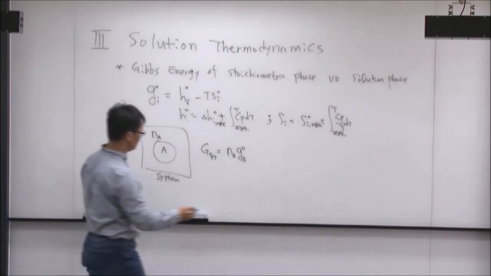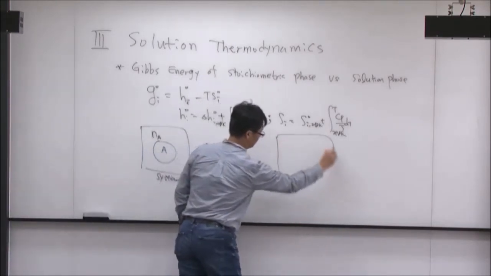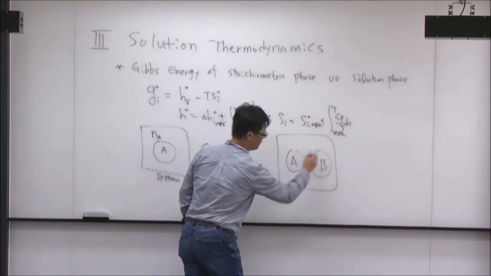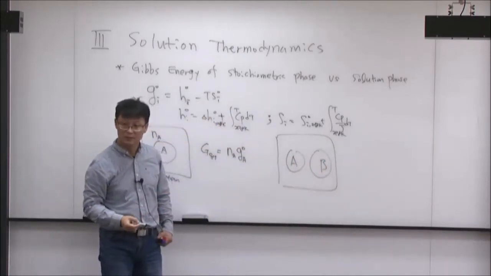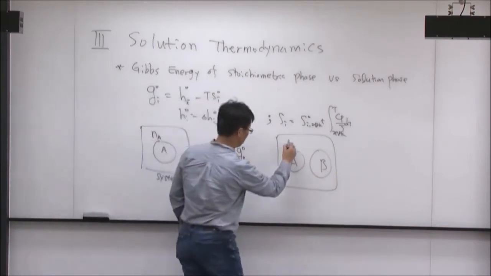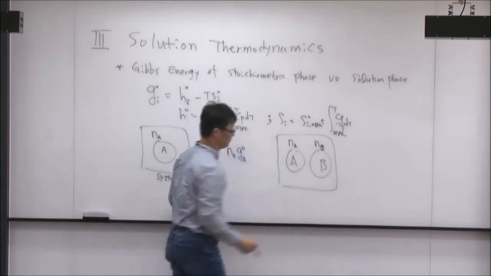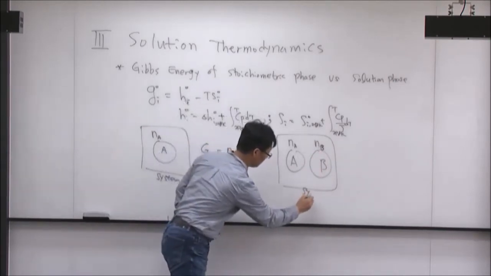Is it okay? Simple, yeah? Now, how about this case? Now I have A and B physically mixed in the system, with N_A moles of A and N_B moles of B. So this is my system.